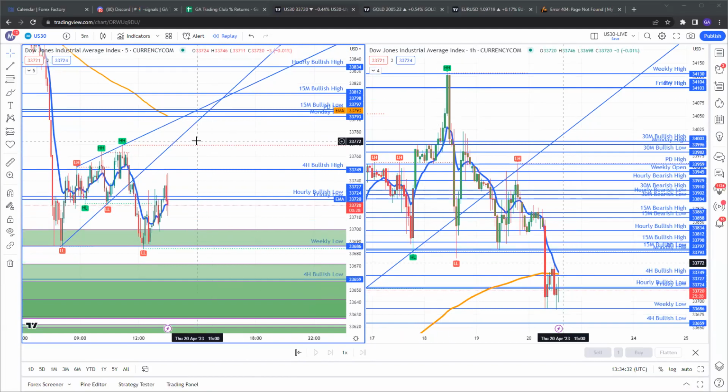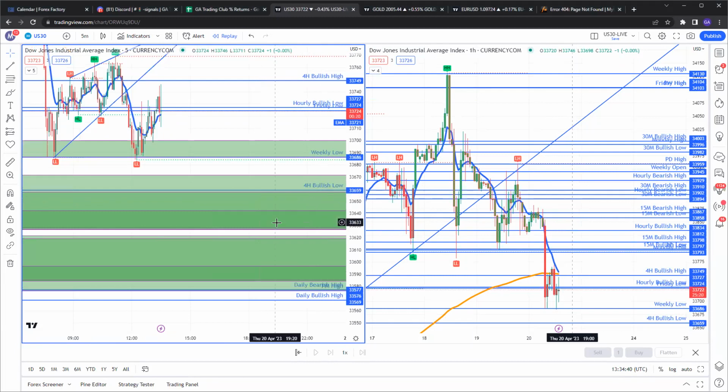So right now, if I was trading US 30 currently, since of course we don't trade signals as is, US 30 is coming off of a demand zone, off of the current weekly low. We also have demand zones down here. We have a demand zone within a demand zone around 33,600. We also have a daily bearish high and daily bullish high, and another demand zone within a demand zone around 33,590.